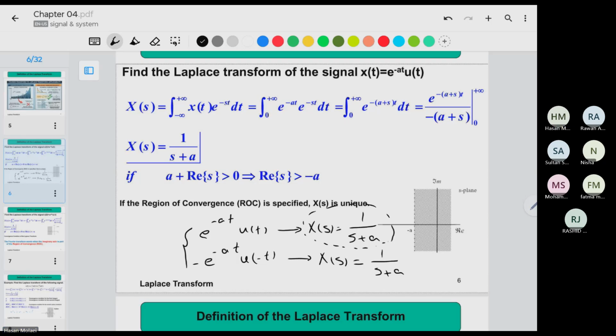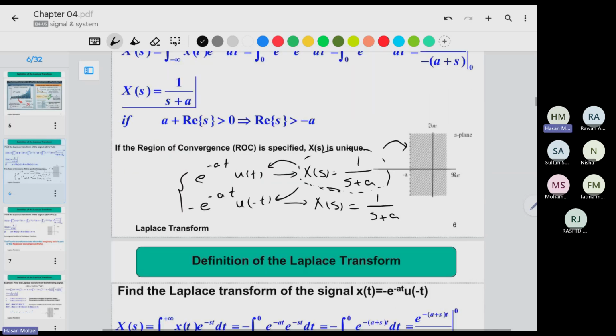By integration. We know if I have this Laplace transform, its inverse would be one of these two. But which one? How do you find which one is the Laplace inverse? Exactly, it depends on the region of convergence.